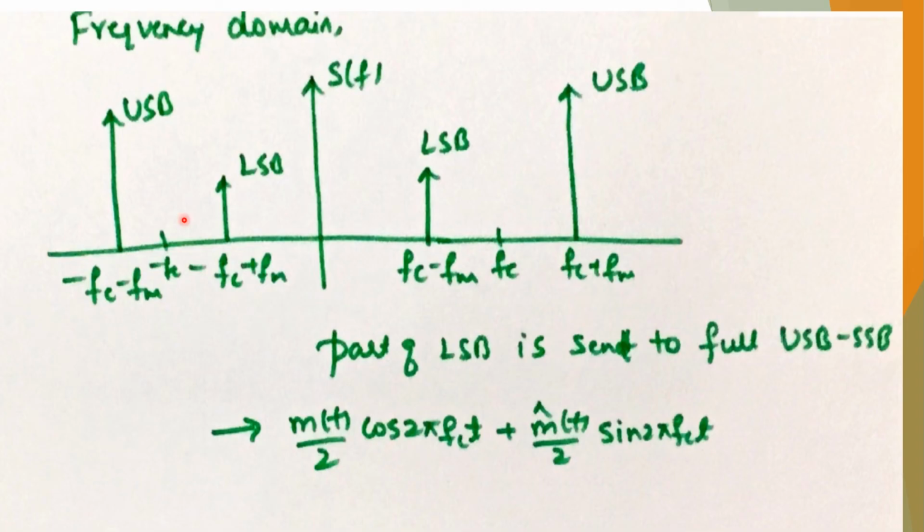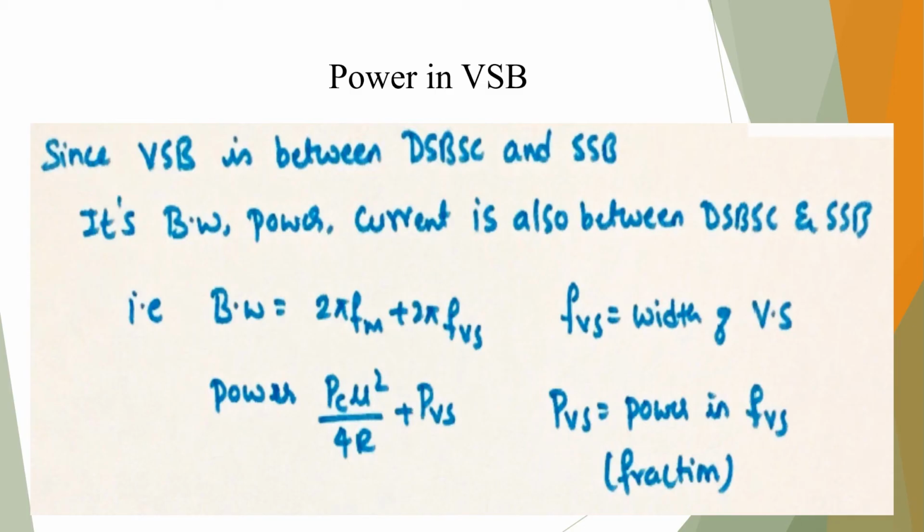In the frequency domain, this is the frequency spectrum of the vestigial sideband. Here we see fc minus fm, and this is the center carrier frequency, and here fc plus fm represents the USB, and in this part we again have the USB. So only a part of the LSB is sent along with the full USB. So this is the frequency domain.